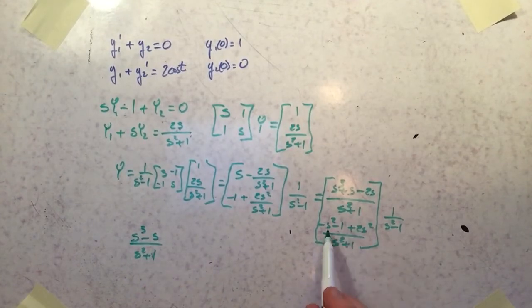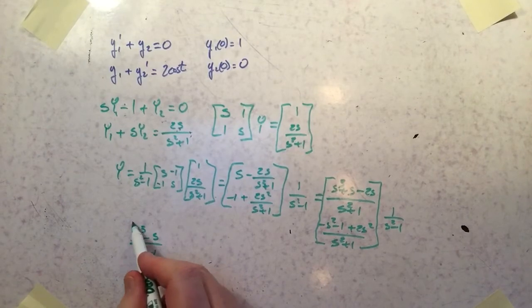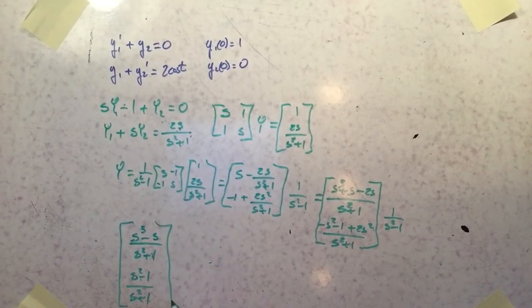And then the bottom term is going to be negative s squared plus 2s squared, so that's s squared minus 1 over s squared plus 1. And then remember, this whole thing is still times 1 over s squared minus 1. And this is y equals. And we're just about there.